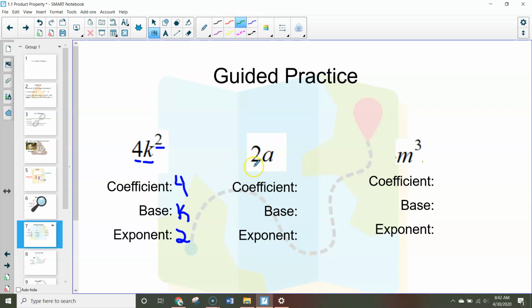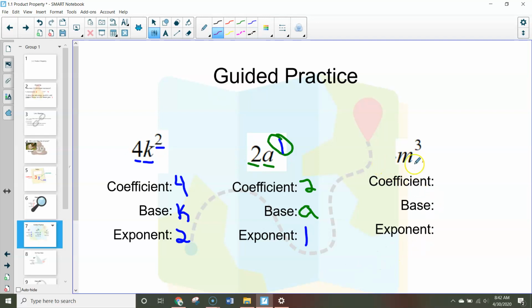Okay, so the coefficient, do we have a big number in front of the variable? Yep, it's a 2. Do we have a variable? Yep, it's an a. However, when we look, do we see an exponent right there? We do not. Now, in the case of exponents, if we don't see one, it's an invisible 1. So the exponent in this case would be 1. It's not a 0, it's a 1. And we'll get into that a little bit later in a future lesson.